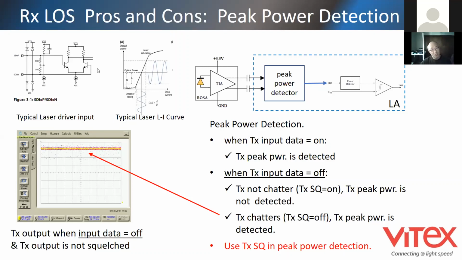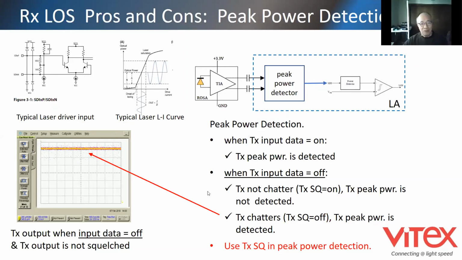So under some conditions, and here is the average power from the scope. You can see the noise coming in here. We call it chattering. To simply put, when the transmitter data is off, and there is no transmitter squelch. Now I will explain the squelch on the next slide a little bit more.